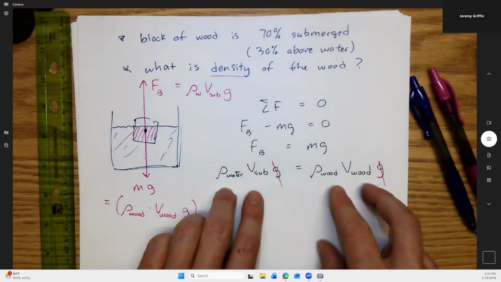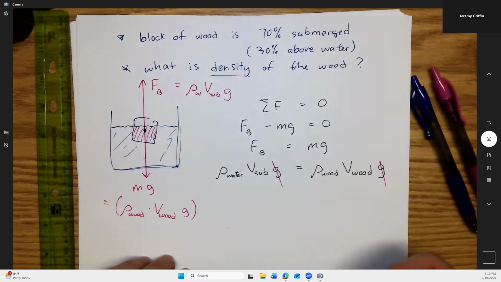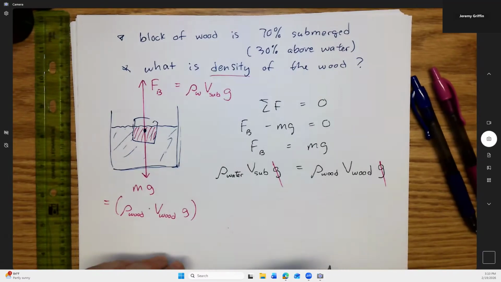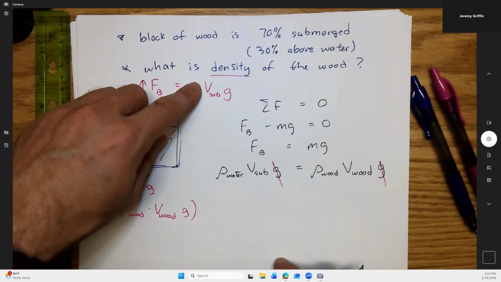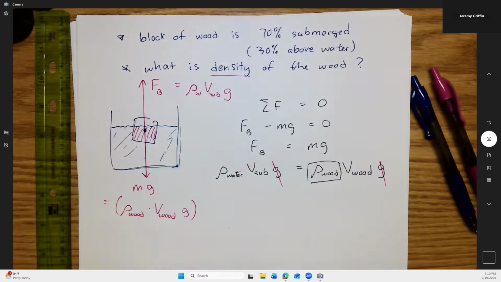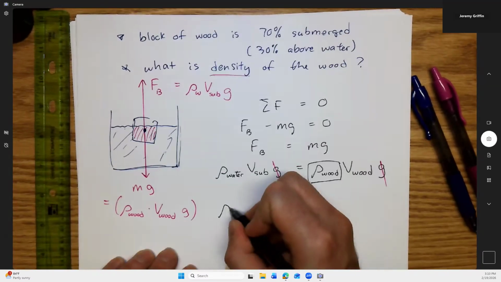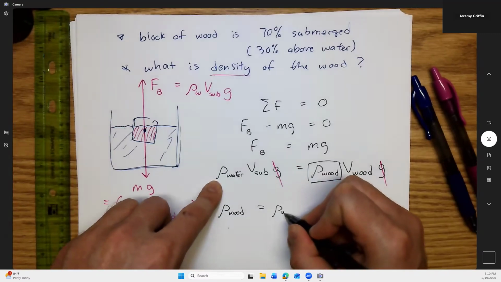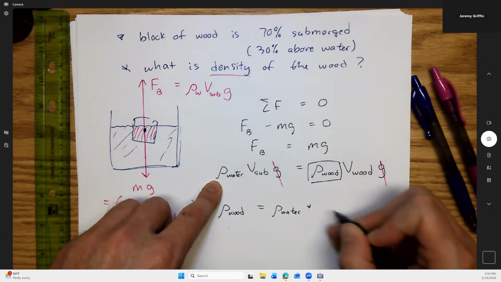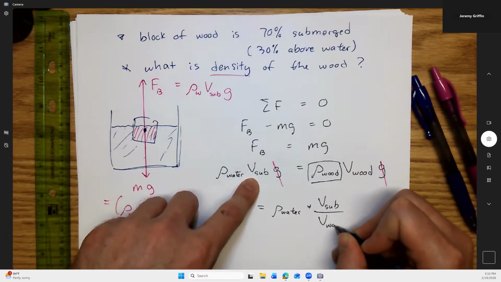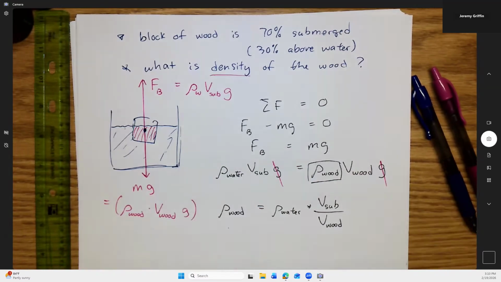Can you rearrange the last 4 variables to show 70% submerged? Or actually, I changed my mind. Guys, the question is what's the density of the wood? Let's just go ahead and solve for that. Can you solve for the density of the wood? I think it's going to be density of water multiplied by V submerged over V wood.